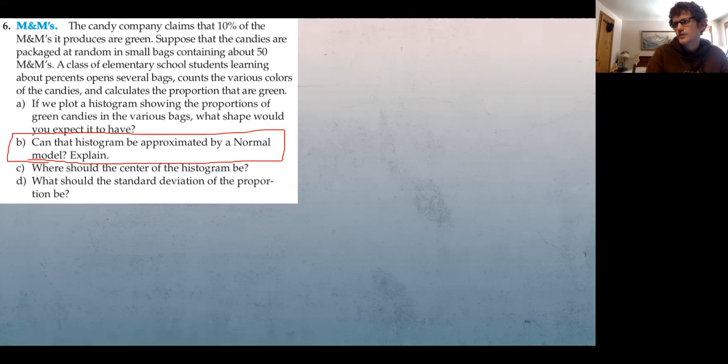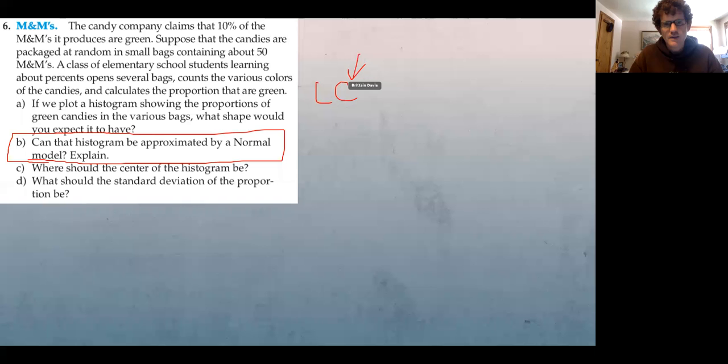I trust you're all out there racking your brain trying to figure this one out. And this is where we need to refer to the large counts condition. The large counts condition tells us if it's appropriate to model this with a normal model. I'll just call it LC right here. And again, if this is not 100% sinking in right now, we are going to see large counts conditions so much in the next few weeks after spring break that it won't take long. It's not going to be a major stumbling block for you.